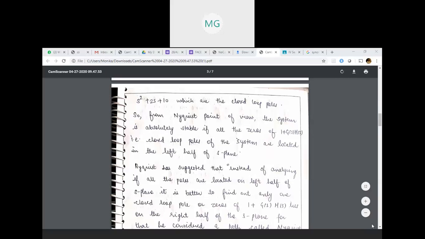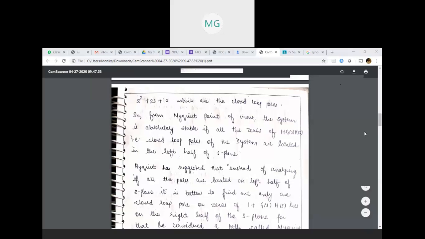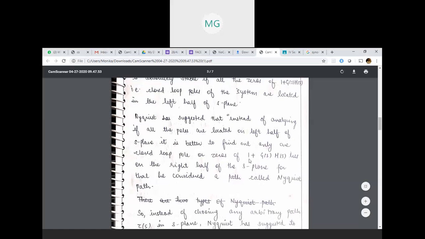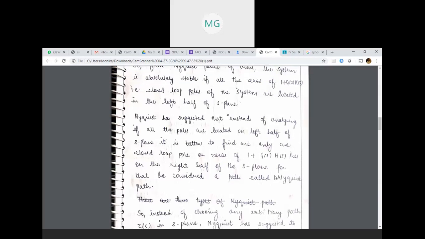Then Nyquist suggested that instead of analyzing whether all the poles are located in the left half of S plane, it is better to find out if even one closed loop pole or zero of 1 plus G into H lies in the right half of the S plane. So instead of finding that all the poles are located in the left half, we'll just find if either one closed loop pole or zero is there in the right half of the S plane, that makes your system unstable. So he considered a path to find the stability. He considered a path called Nyquist path.